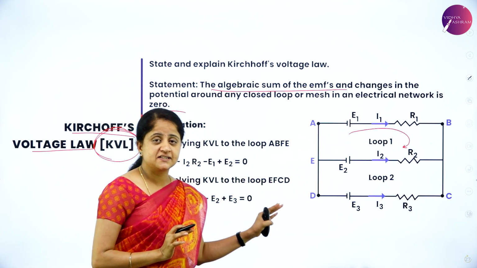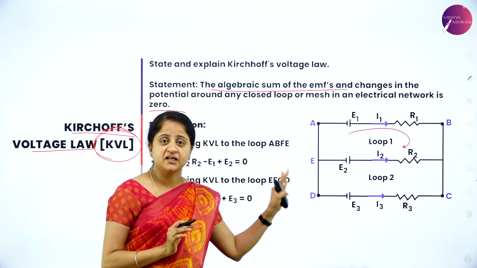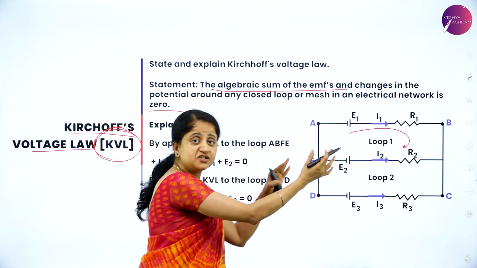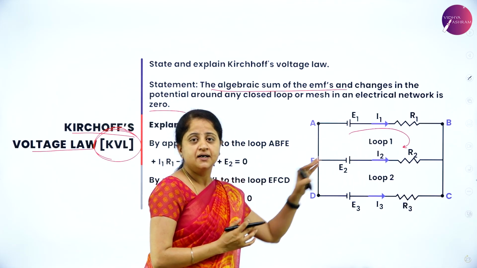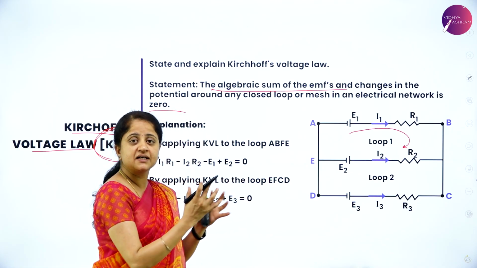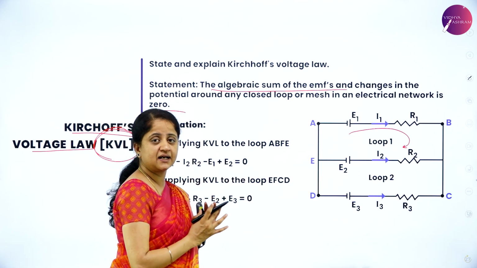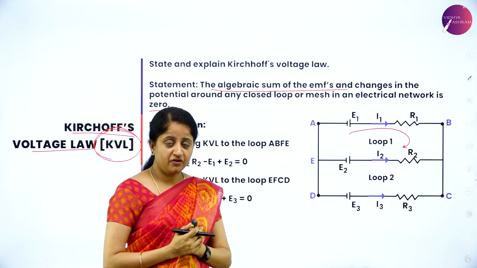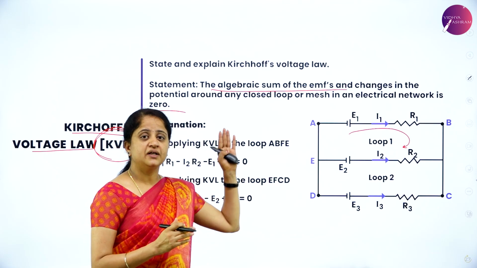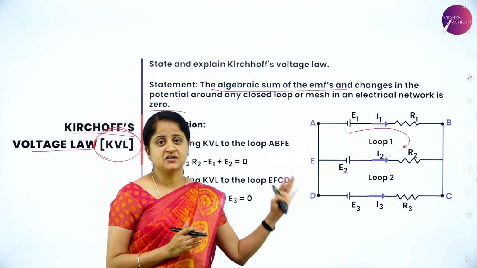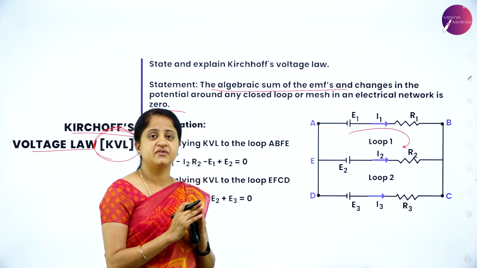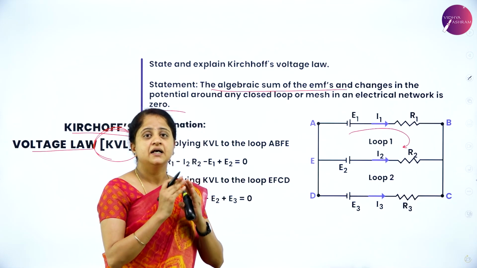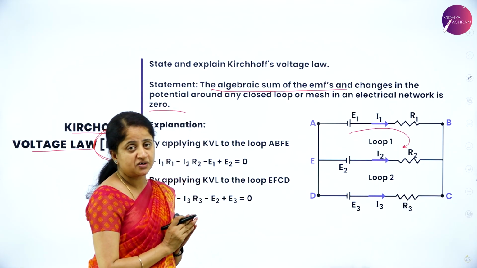The IR product is taken as negative when the direction of observation is opposite to the direction of current flowing through the resistor. While solving the examples, we will come to know exactly what the sign convention is. And when is the EMF of a cell said to be positive? The EMF of the cell is considered positive if the direction of observation across the cell is from negative terminal to positive terminal.